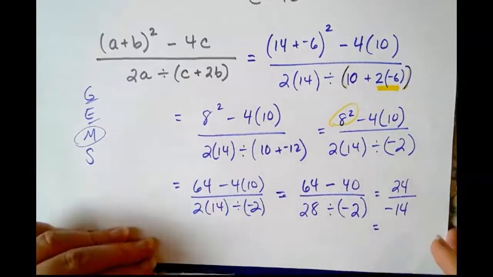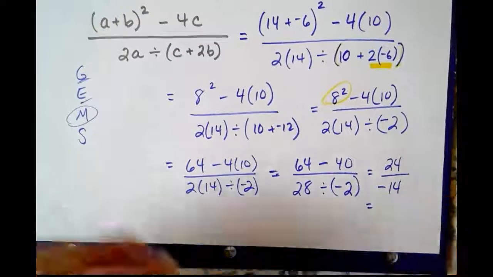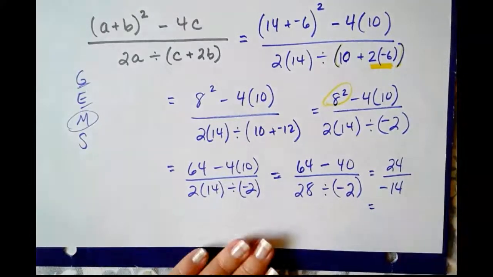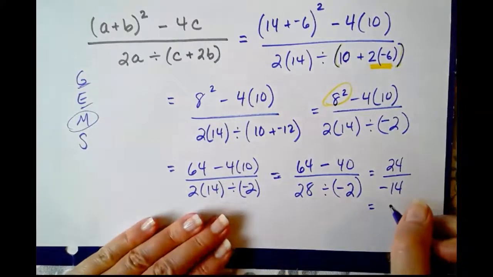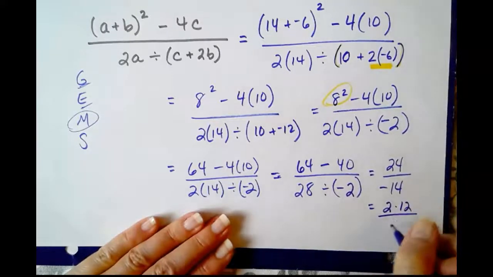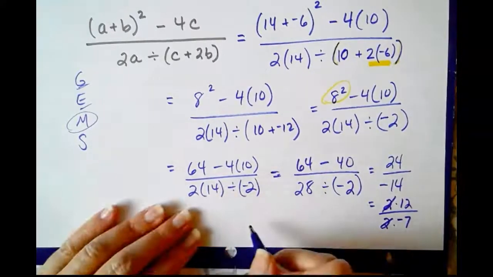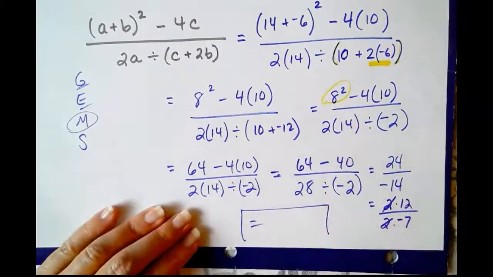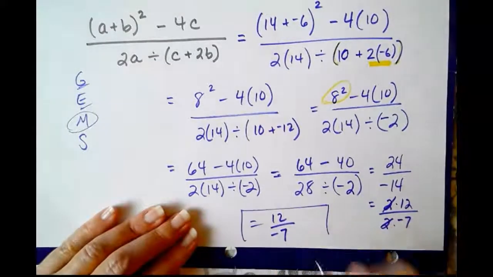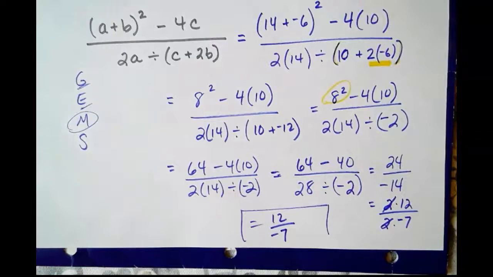And then from here, let's just simplify this fraction. So 24 and 14 have a common factor of 2. So this is going to be 2 times 12 over 2 times negative 7. The 2's cancel. Our best simplified answer is 12 over negative 7. And yes, in Algebra 1, we love improper fractions simplified as best as possible.